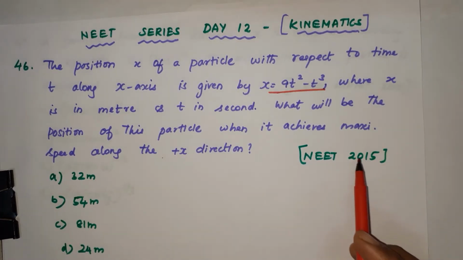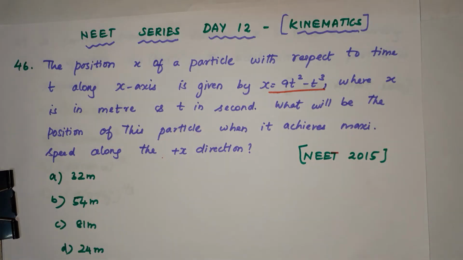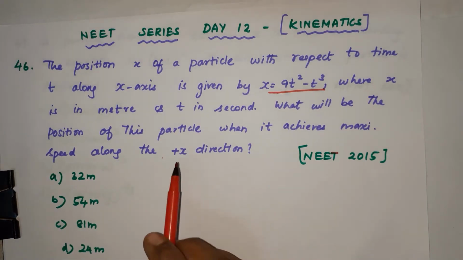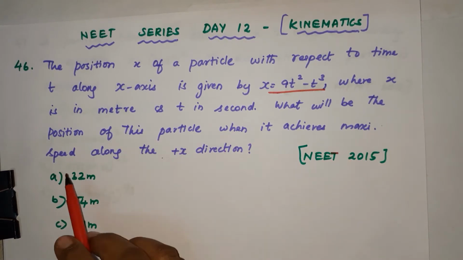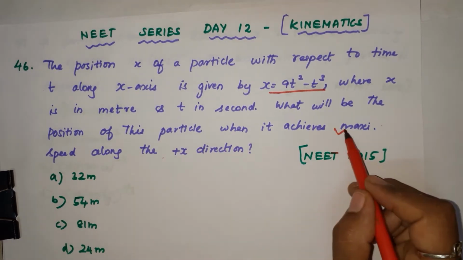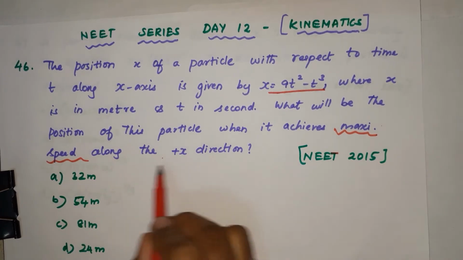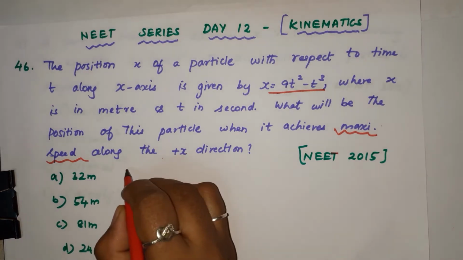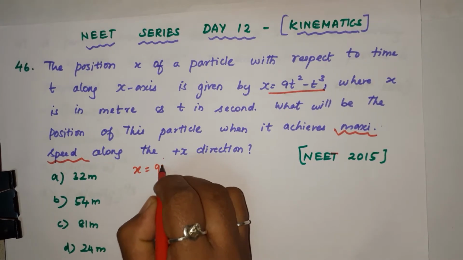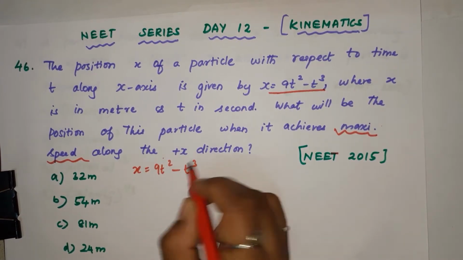This question was asked in NEET 2015. It's a very important question. They are asking what will be the position of this particle when it achieves maximum speed along the x direction. In the given data, x is equal to 9t square minus t cube.